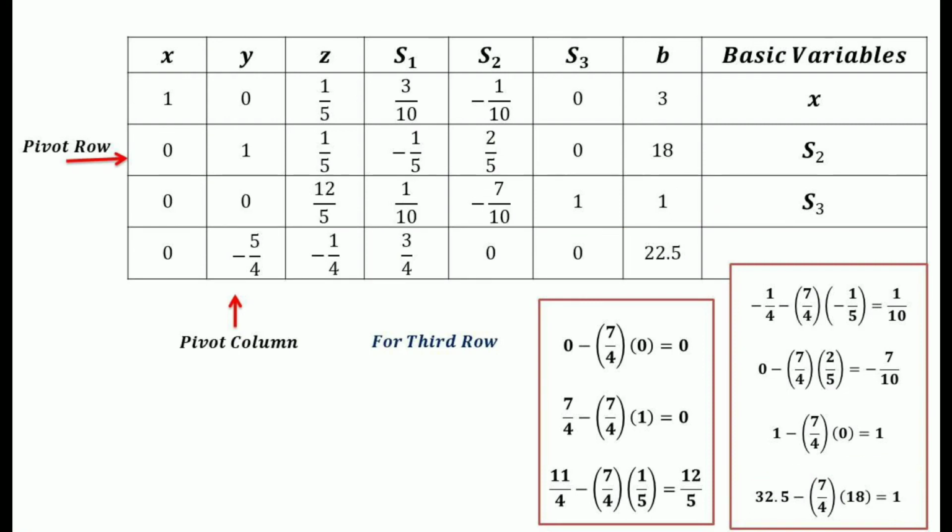So therefore, we are replacing the old elements in the third row with the new elements. So the new elements are 0, 0, 12 upon 5, 1 upon 10, minus 7 upon 10, 1 and 1.